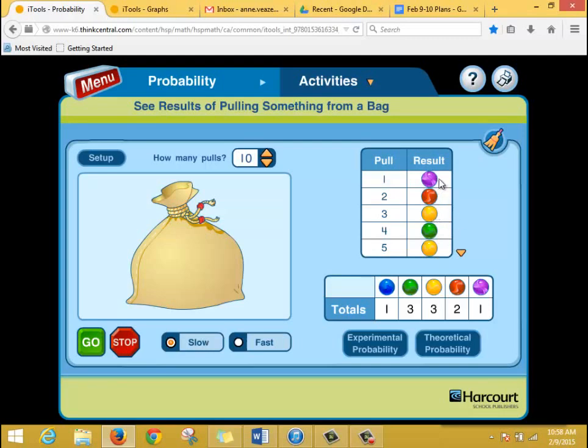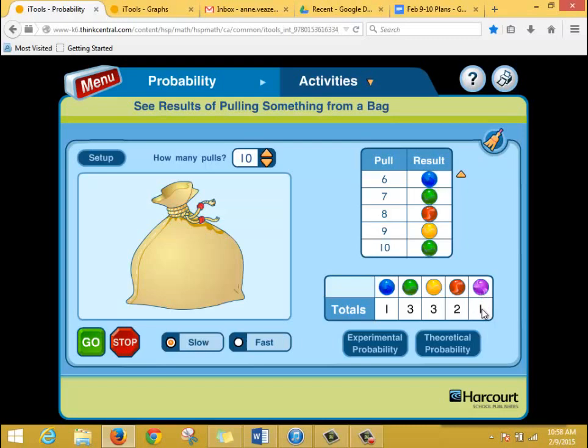So remember, there are 5 different colors. We pulled the same color on our 5th time. Okay, 6th time we got blue. 7th, green. So green was pulled twice. 8th, red. 9th, yellow. And 10th, green. So you can see down here in this table our totals. We pulled blue once, green 3 times, yellow 3 times, red 2 times, and 1 purple.